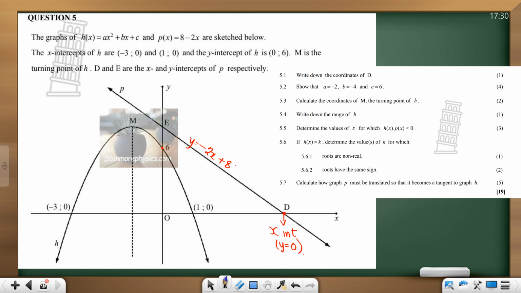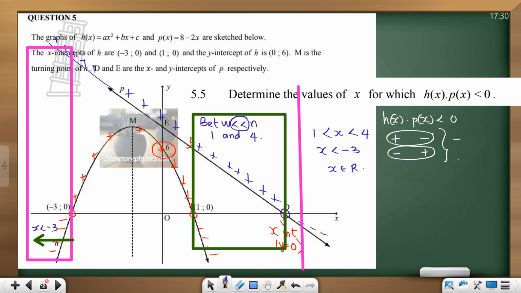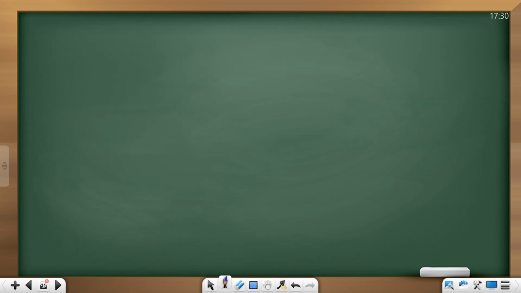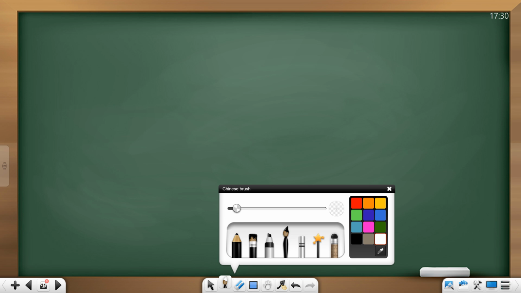5.6. If h of x equals k, I love this one. Talking about nature of roots. If h of x is equal to k, determine the values of k for which roots. Let me quickly talk to you about something here. Roots. Quick note.